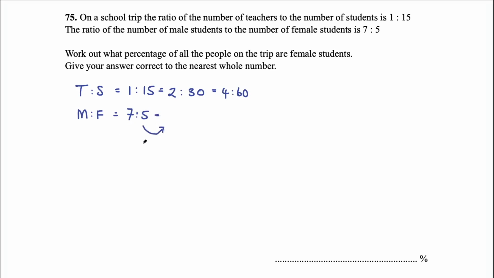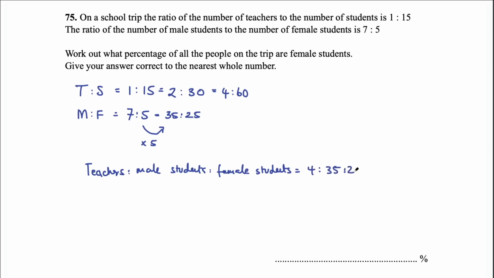So I'm multiplying this one by 5 to make it add up to the number of students in the first ratio. So multiply this by 5. 7 times 5 is 35. 5 times 5 is 25. And now 35 plus 25 equals 60. And now, as I said, I can combine these ratios. So I would have then the number of teachers to the number of male students to female students. And this ratio would be 4 to 35 to 25.